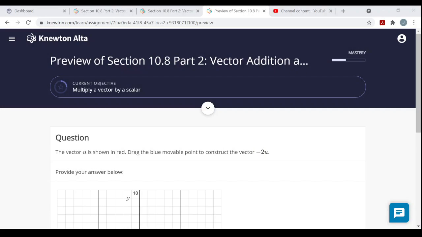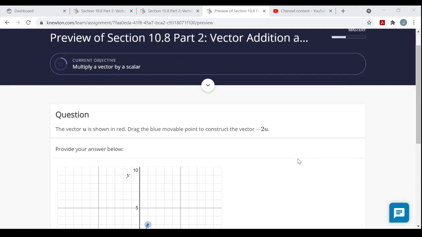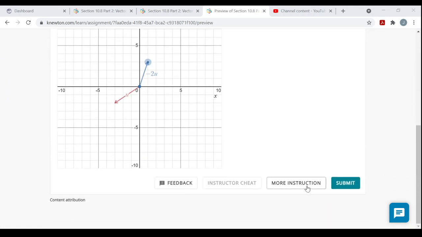This video is on the objective multiply a vector by a scalar, or a constant, just a number. And this is the second video on this objective, so I'm hoping you watched the first one. I'm not going to really get into all the explanation here. We're just going to get into the problem. If you want to see more explanation, more about the topic, click on More Instruction. Look at their videos, their notes, their examples, and hopefully those help you out.